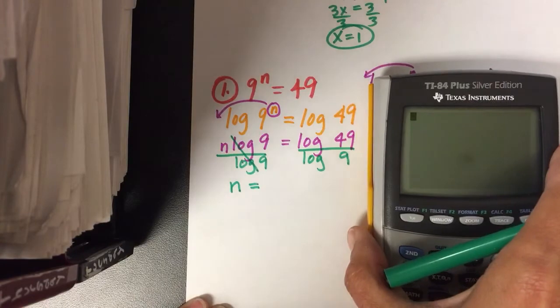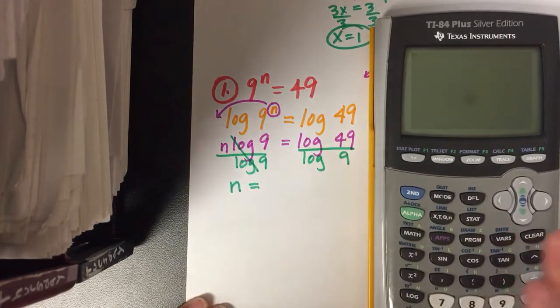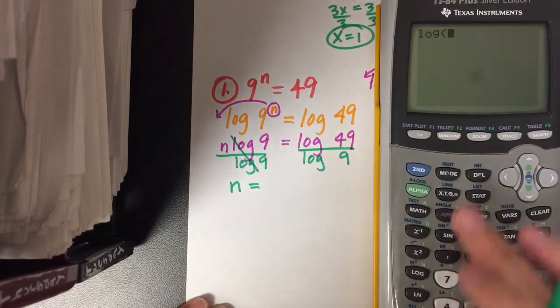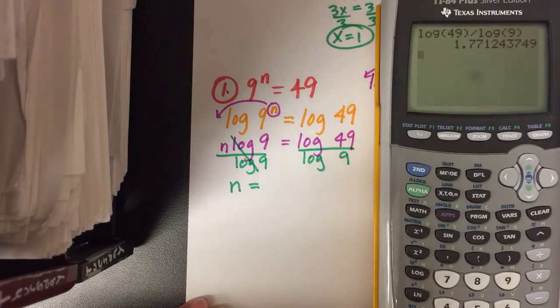All I have to do now is enter this into the calculator. The log key is right here below the x squared key. So you're going to hit log, and notice the parenthesis pops up, so you have to put your value in parentheses. I'm going to put 49, close the parentheses, divided by log of 9. I hit enter, and there's my answer.